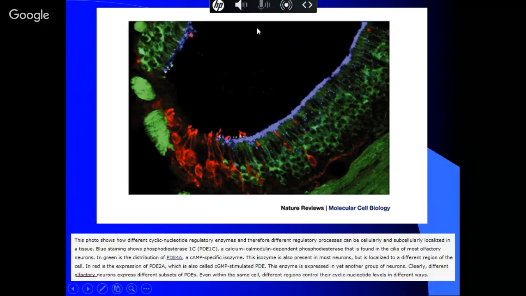This is a nice picture from an olfactory bulb of different phosphodiesterases on different neurons. And as I point out, some of the neurons actually have more than one phosphodiesterase in them. But I just thought this is a beautiful picture. This is all regional, and these are all neighboring cells, but they're all using different phosphodiesterases. Okay?